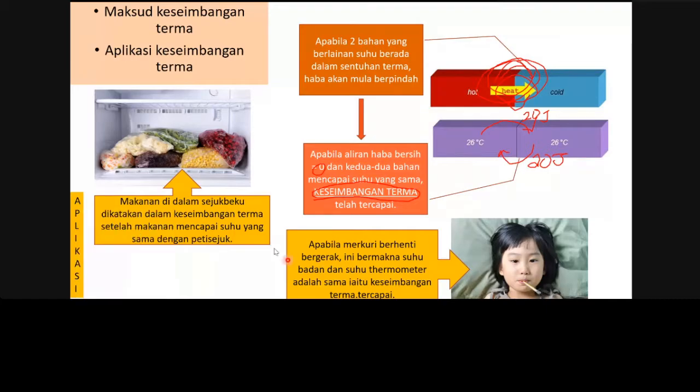Alright. So a few applications for keseimbangan terma is when you put your food in the freezer for it to freeze. So you set your freezer to be -2. After katalah let's say 1 hour, your freezer and your food dia jadi same temperature. So that is when the thermal equilibrium is achieved. Apabila makanan mencapai keseimbangan terma dengan peti sejuk.